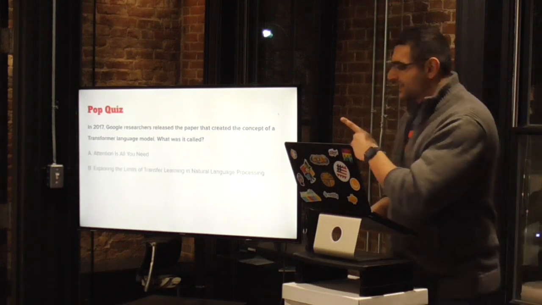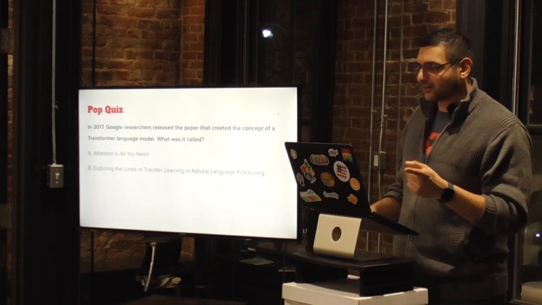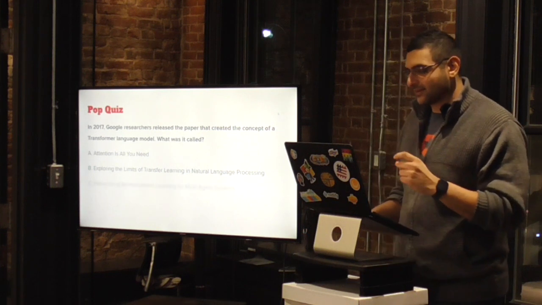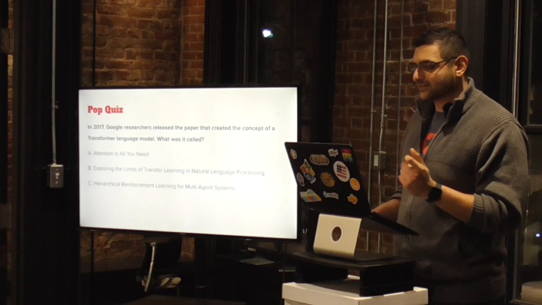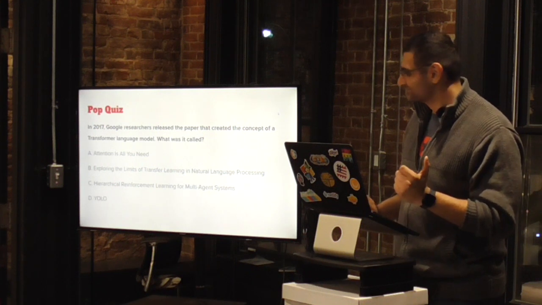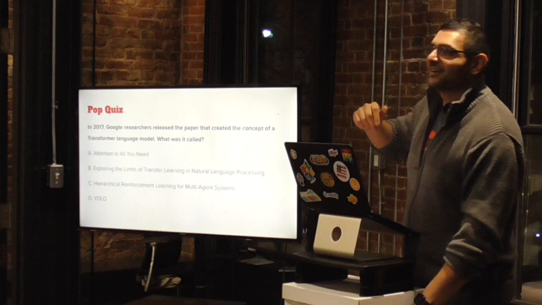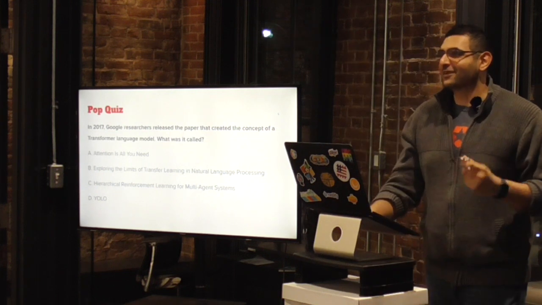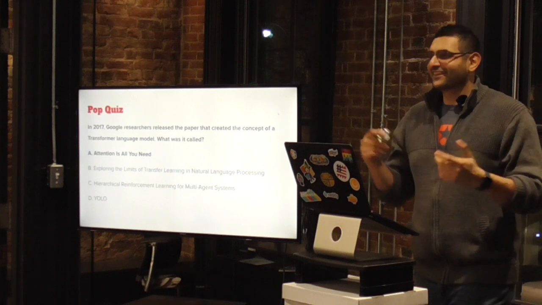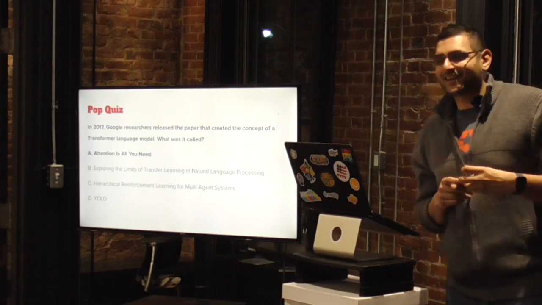So A is Attention Is All You Need. B is Exploring the Limits of Transfer Learning and Natural Language Processing. C is Hierarchical Reinforcement Learning for Multi-Agent Systems, and D is YOLO. All right, in the back. Yes, you haven't gotten it? It is A. Yes. Have you read this paper? Yes. Okay. I tried reading it. It's not that bad actually.